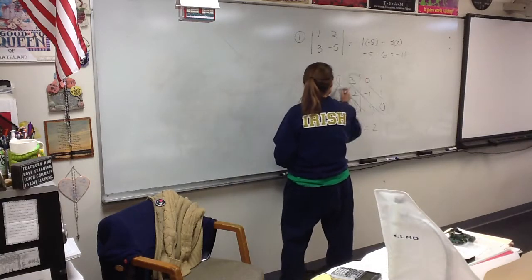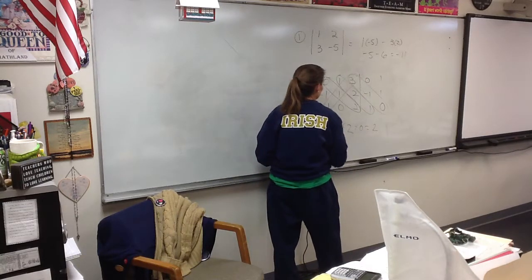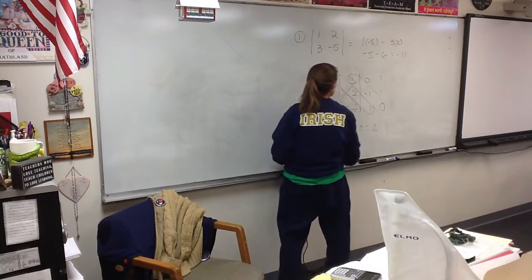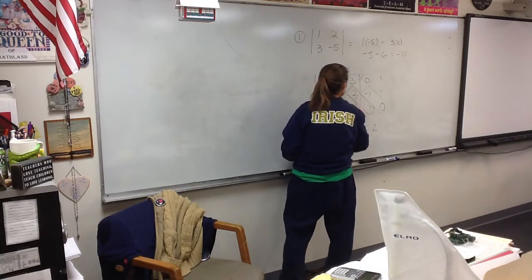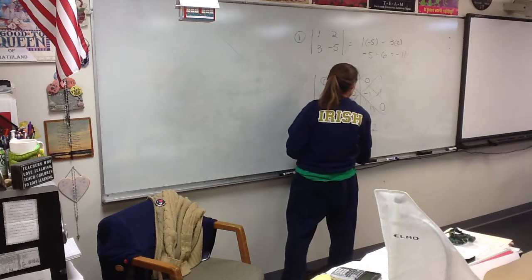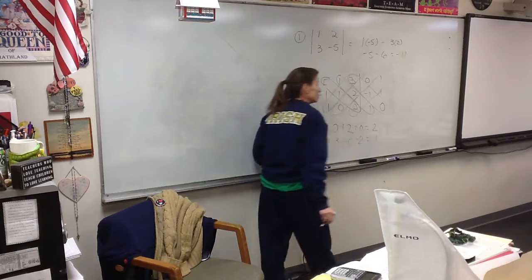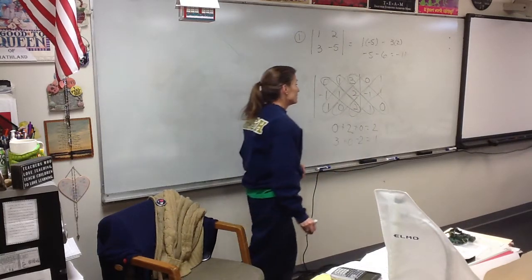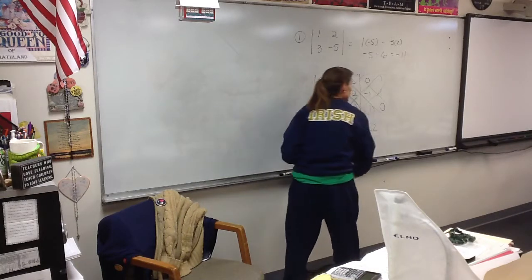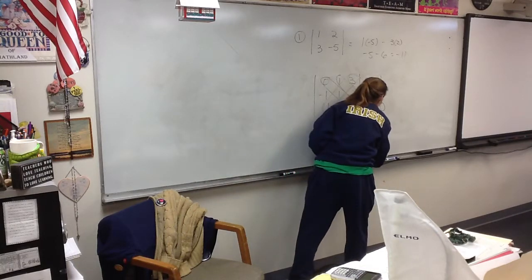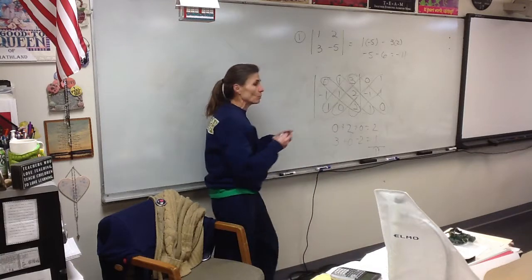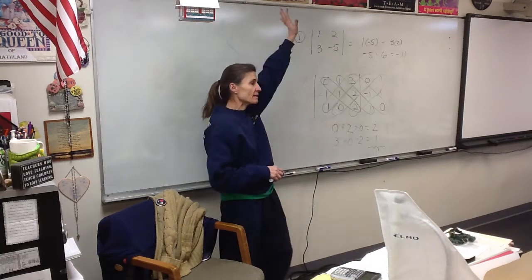Then we multiply these, and these, and these, and add them up. And what do you do with those 2 numbers? Subtract. So the answer to that one was 1. How many got that one right?